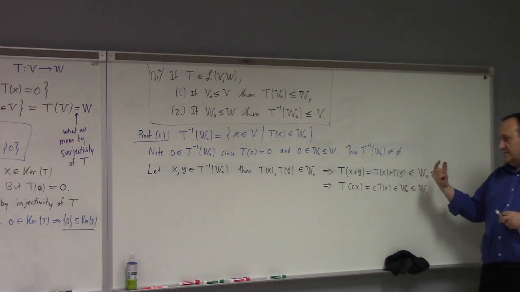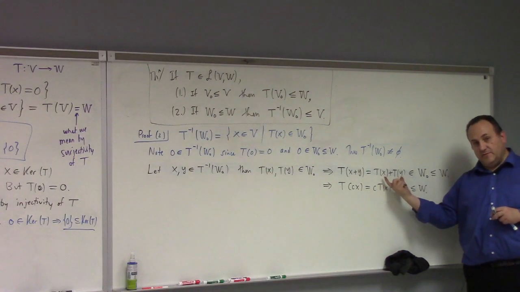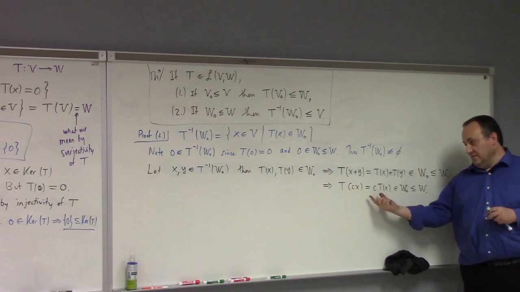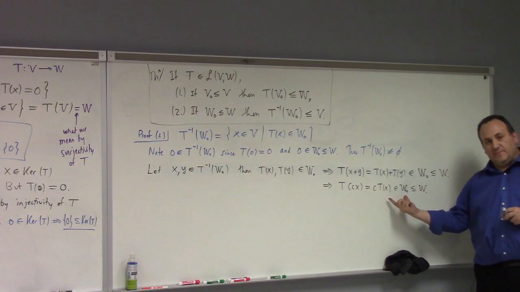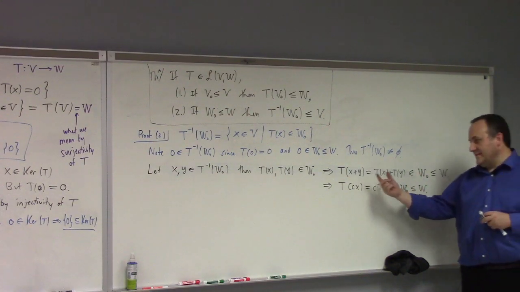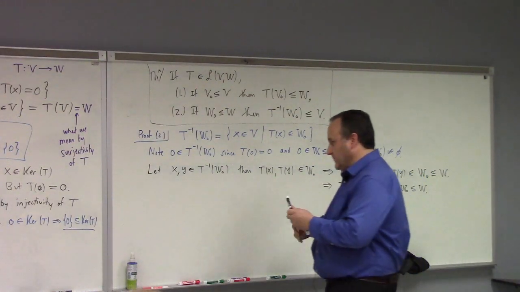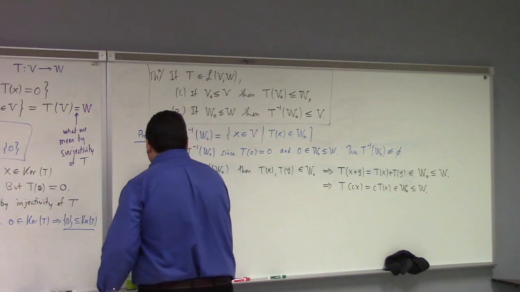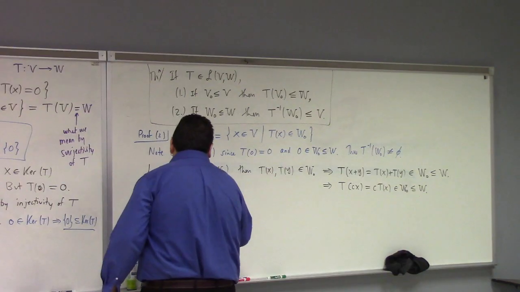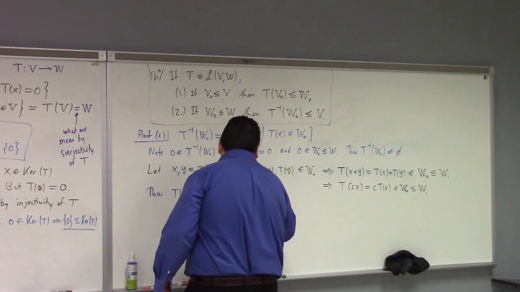We know T of x and T of y are in the subspace W naught. So the sum of those must again be in W naught, by the subspace being a vector space. A scalar multiple of something in W naught must again be in W naught. So I have now shown that T of x plus y and T of cx, let me just repeat this again here. So we've shown, thus, T of x plus y and T of cx are elements of W naught.